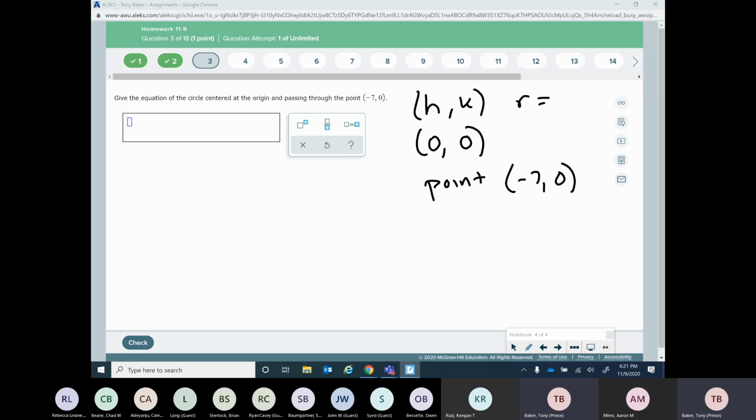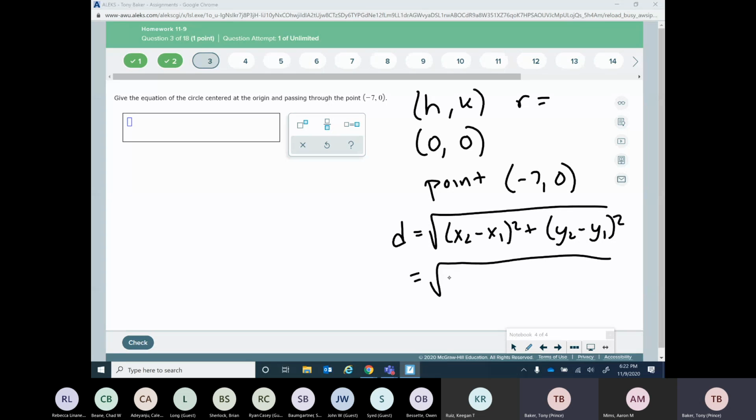However, the way to do this, so you can always do it with any of the problems, is to use the distance formula. The distance formula was the square root of x2 minus x1 squared plus y2 minus y1 squared. In this problem it's really simple because I have -7 minus 0 and then 0 minus 0, so it ends up being just 7. So my radius is 7.